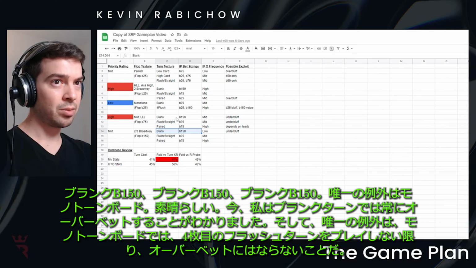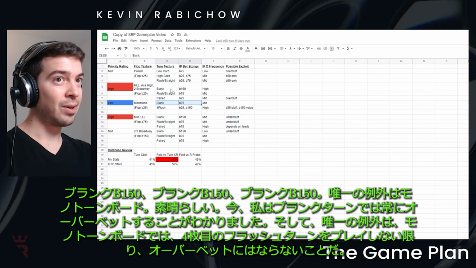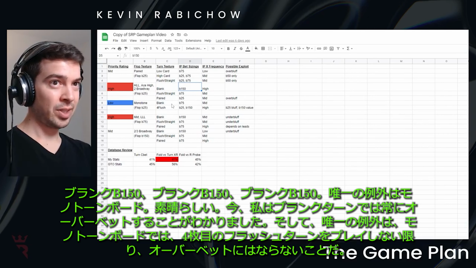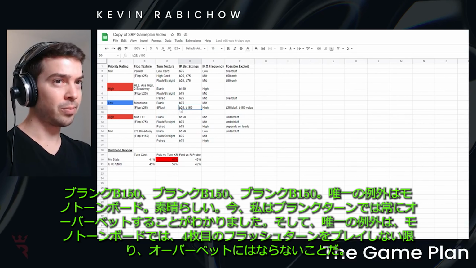Blank B150, blank B150, blank B150, the only exception being monotone boards. Great. Now I know that on blank turns, I'm always overbetting, and the only exception I need to think of is monotone boards don't get that overbet unless we're playing a 4 flush turn.